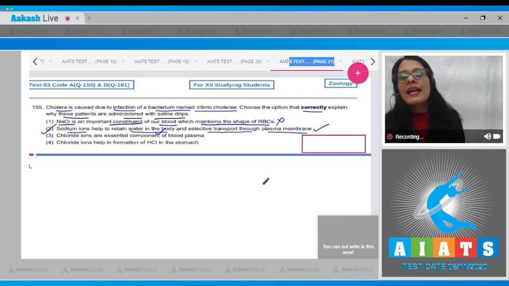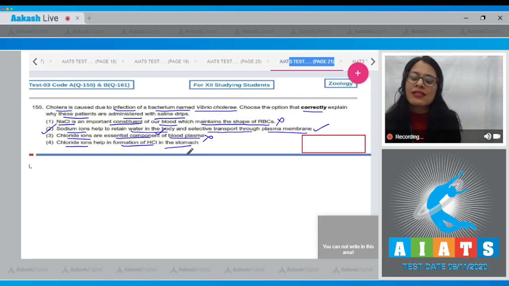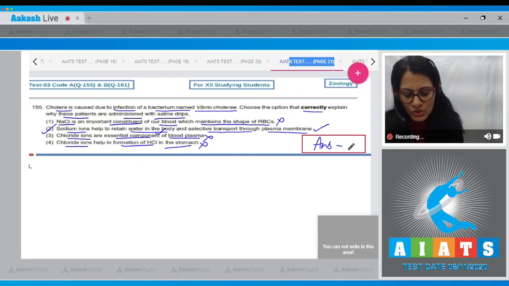Cholera disease is characterized by loss of water and minerals due to frequent diarrhea. Sodium ions absorption increases osmotic pressure and creates osmotic gradient for absorption of water as well as glucose and amino acids to maintain blood volume and blood pressure. The next statement given, chloride ions are essential components of blood plasma, is not a correct explanation, so cannot be a correct answer. And the last statement says chloride ions help in formation of HCl in the stomach. This is also an incorrect explanation. So the correct answer to this question is option number 2. Let's proceed to the next question.